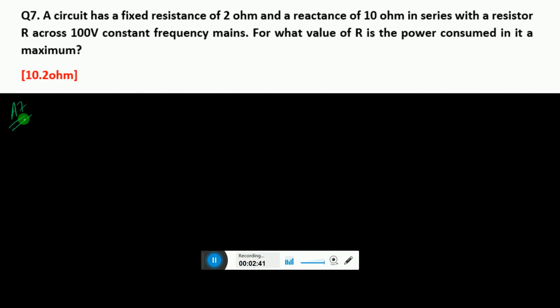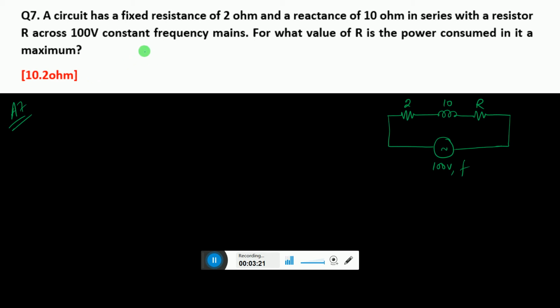Question number 7. Circuit has a fixed resistance 2 ohm. Fine. Then inductance in series with a resistor R. Correct. Supplied with a constant voltage, constant frequency, that is 100 volt, some frequency. The question is asked: for what value of R is the power consumption maximum.